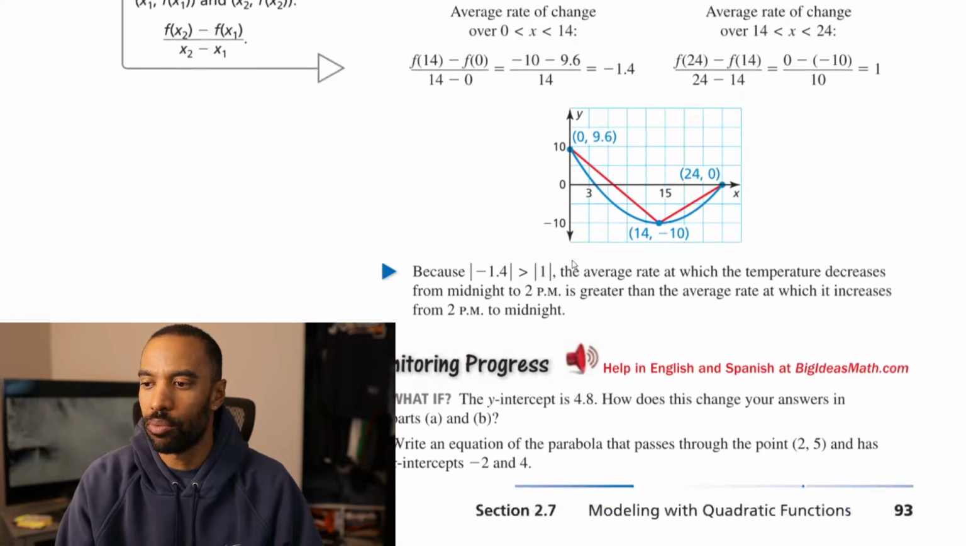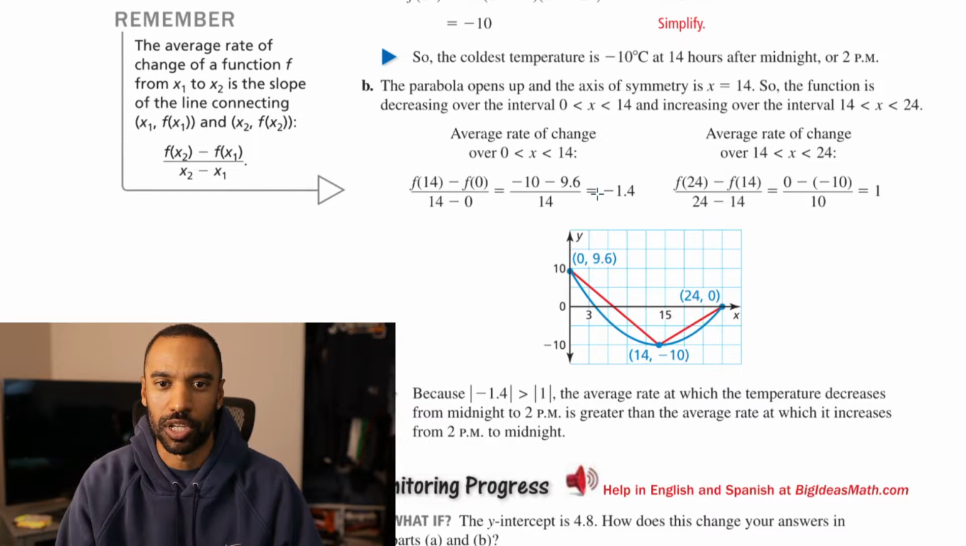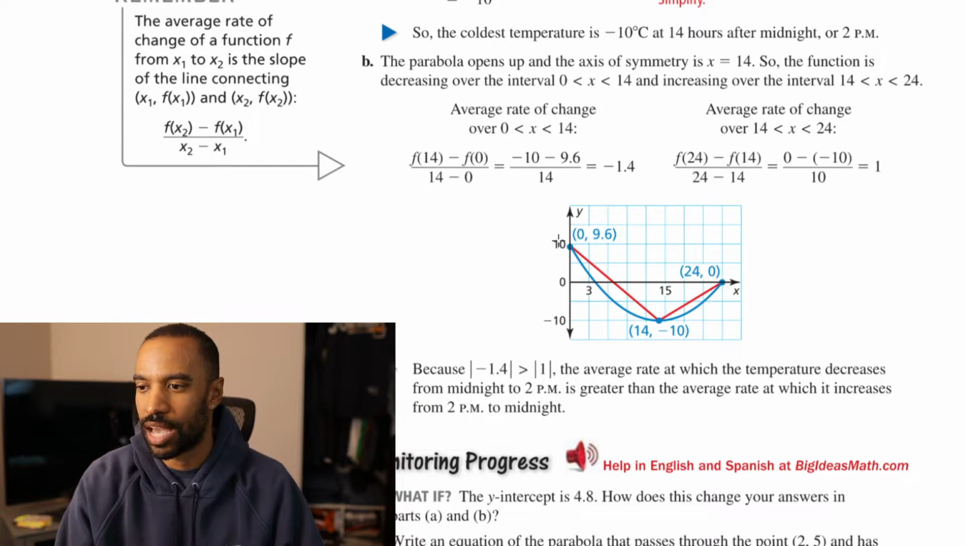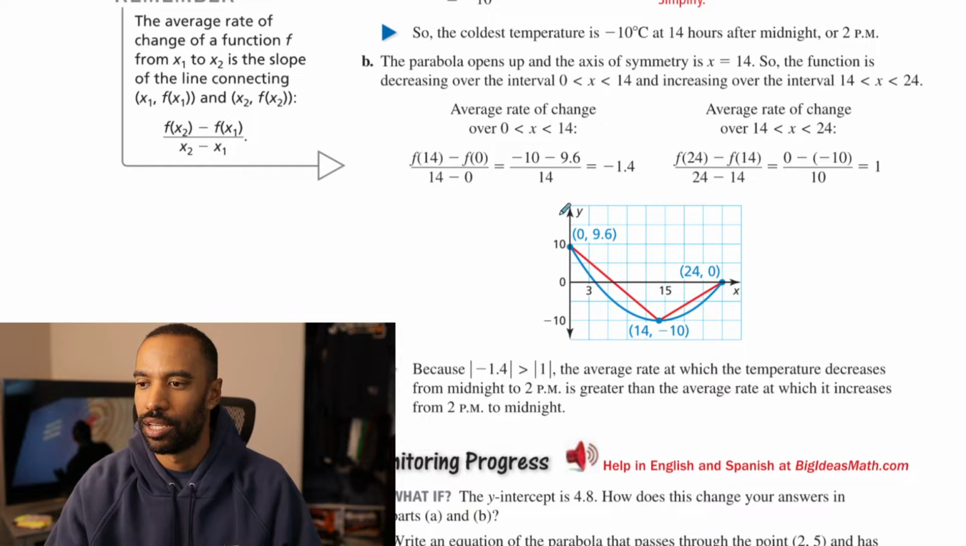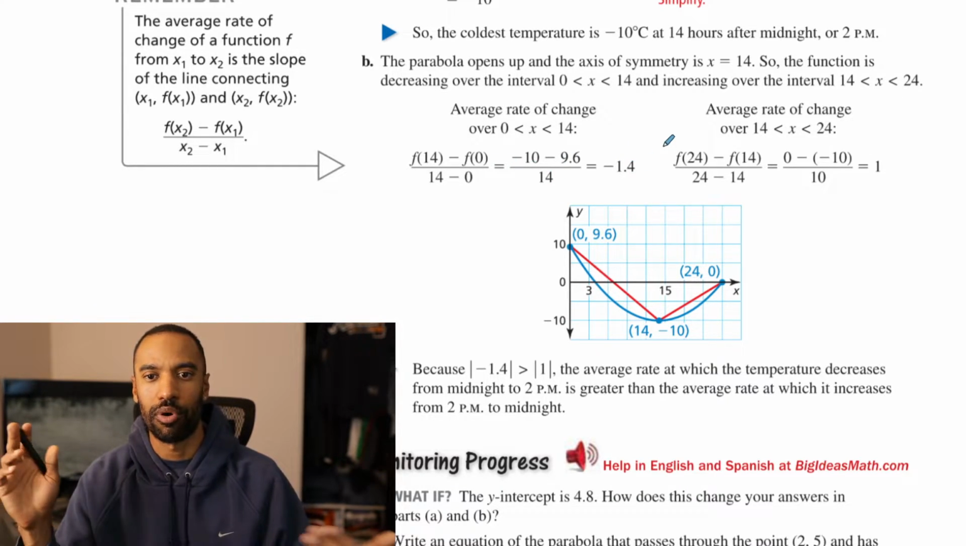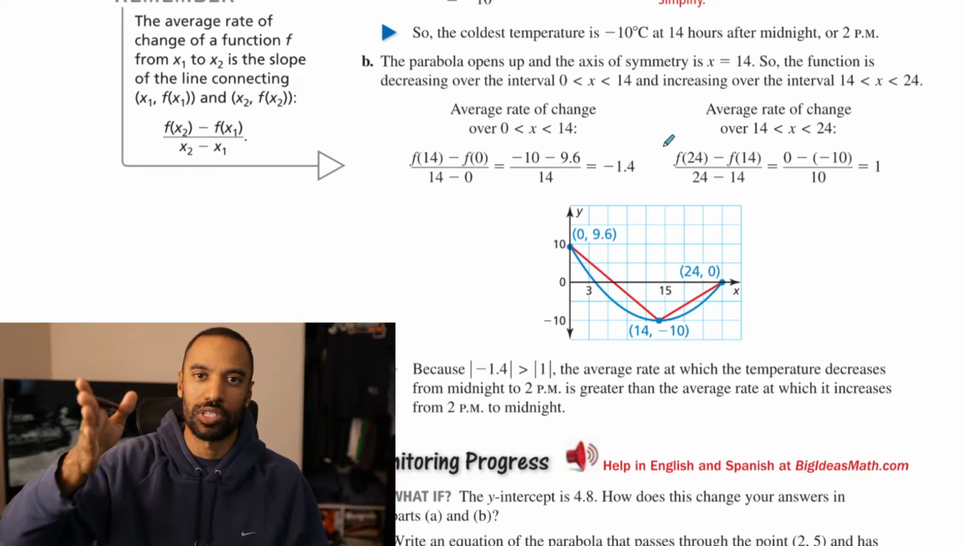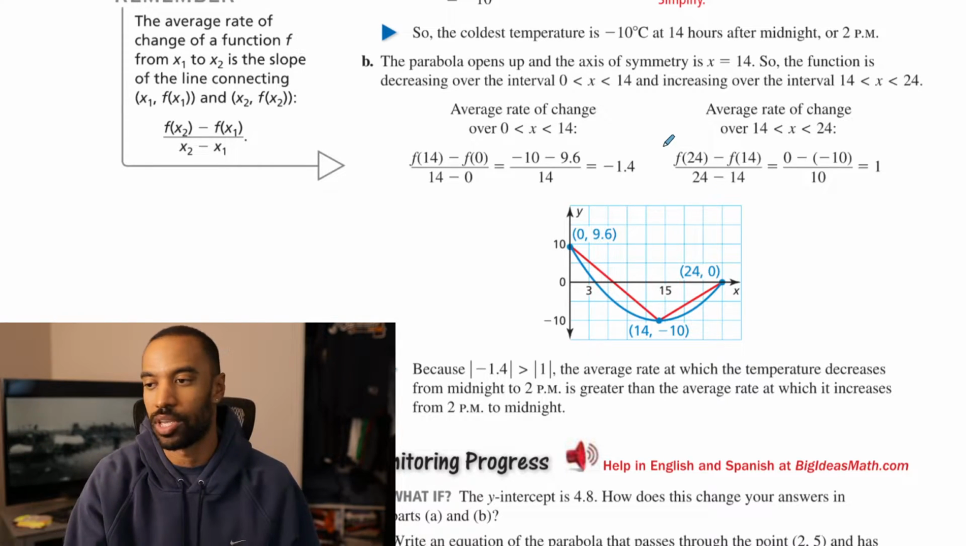So they're going to do the same. Oh, they drew the exact same thing. I thought they were just going to show the math on it. So they're going to do the exact same thing, right? What's the fall from 9.6 to negative 10? Well, that's 19.6, negative 19.6. What's the run from 0 to 14? Well, it's 14, and you divide those and you get negative 1.4. It falls 1.4 degrees Celsius every hour, is what they're saying.